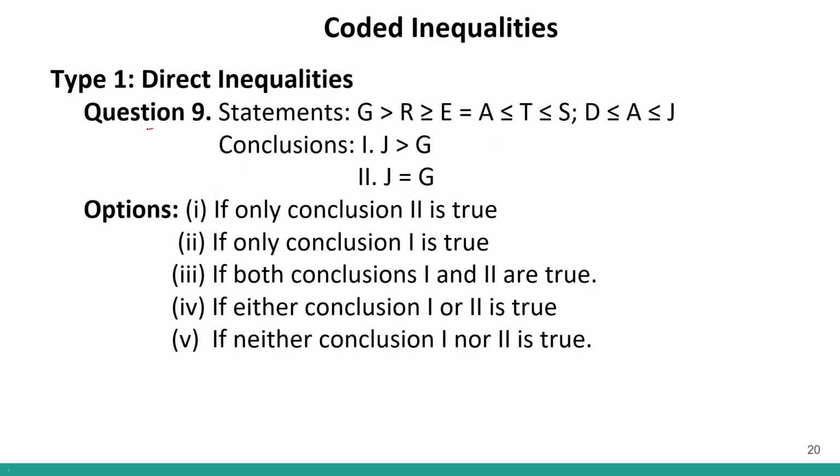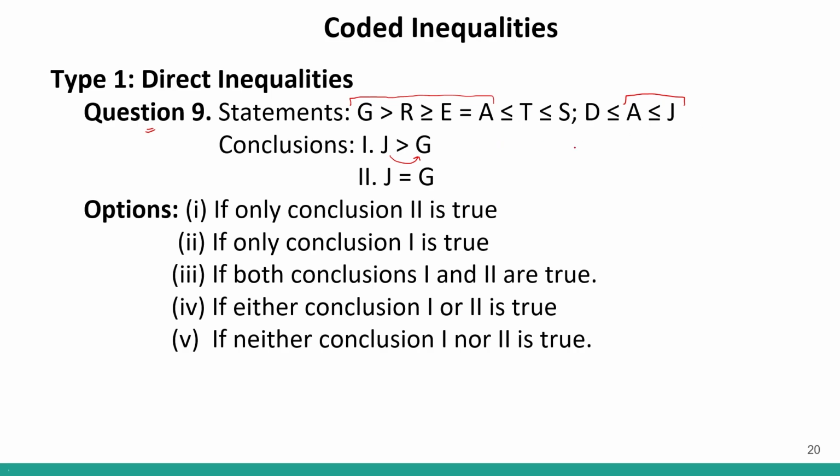Now, moving on to question number 9. Question number 9, statement and conclusions, and we have to identify again which conclusions are true. So the first conclusion says J is greater than G. So we will move from J to G. Correct? I can over here see a relationship between J and A, and over here, I can see a relationship between A and G.